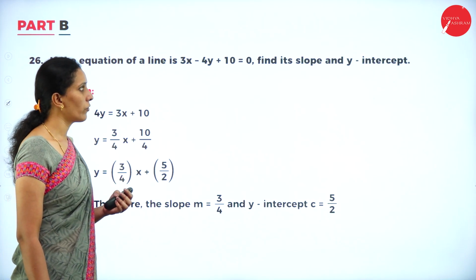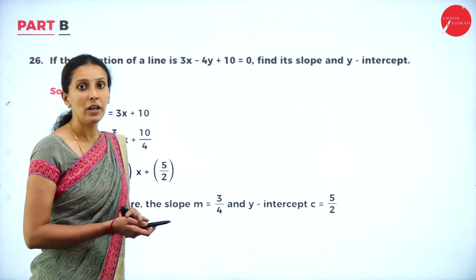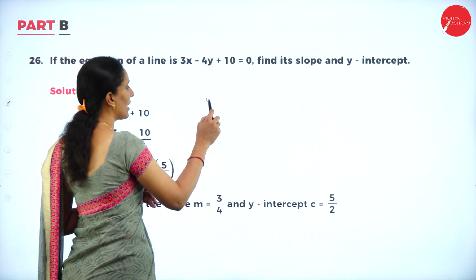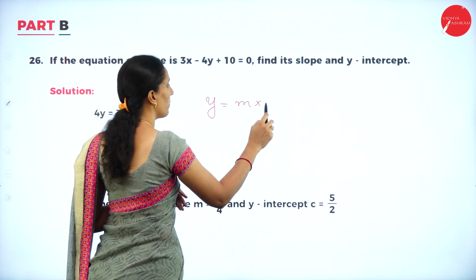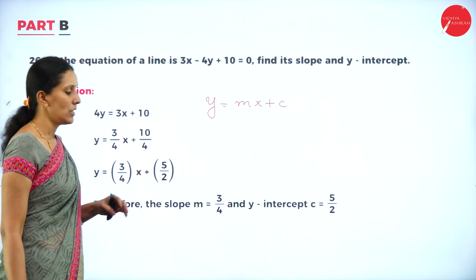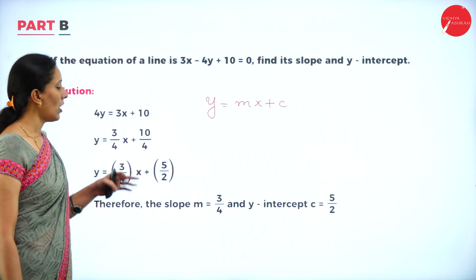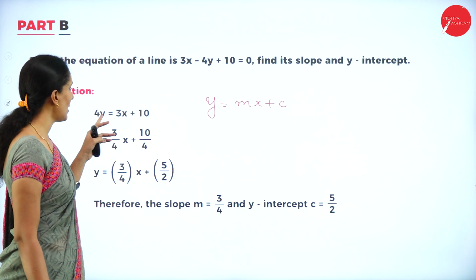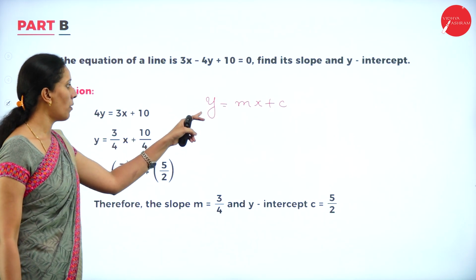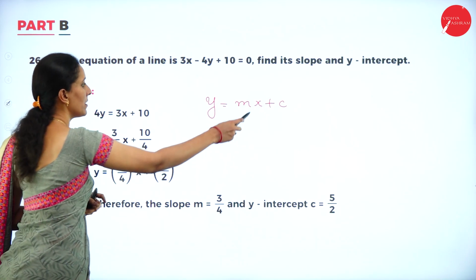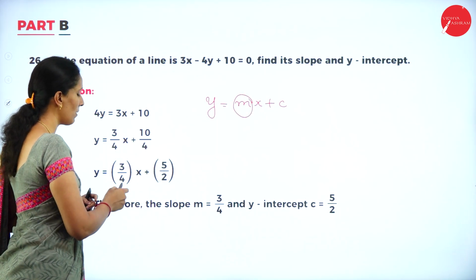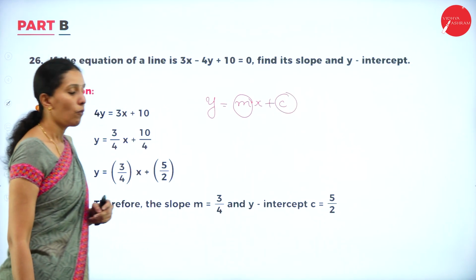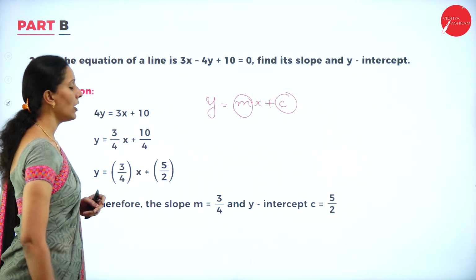Next one. If the equation of a line is 3x minus 4y plus 10 is equal to 0, find the slope and y-intercept. So here is the method. I can first convert it into y is equal to mx plus c form to get the slope and intercept. Now here the equation is given, so 4y can be written as 3x plus 10, divide by 4. Then it becomes the form y is equal to mx plus c, where m is the slope. In the place of m we have 3 by 4. Hence the slope is 3 by 4. And c is nothing but the y-intercept. Hence it is 5 by 2.